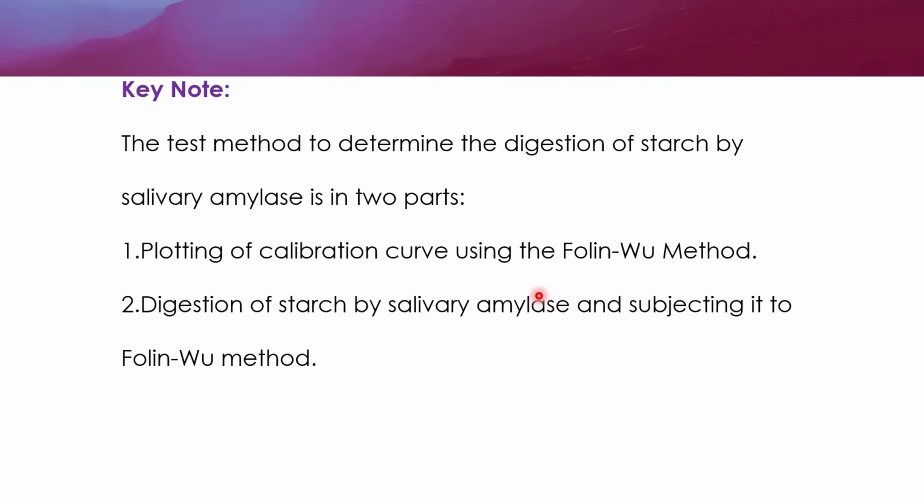Now, let us also look at some key notes in this experiment. The test method to determine the digestion of starch by salivary amylase is in two parts. The first part is the plotting of the calibration curve using the Folin-Wu method, and the second part is the digestion of starch by salivary amylase and subjecting it to the Folin-Wu method.